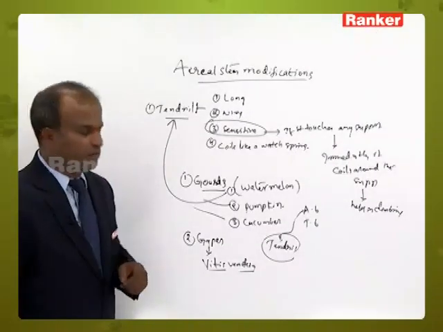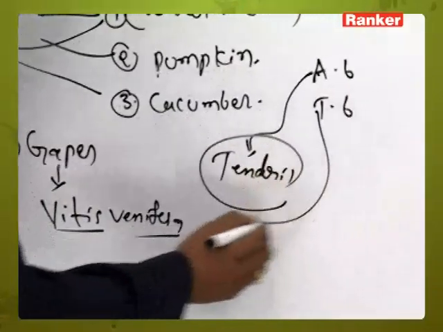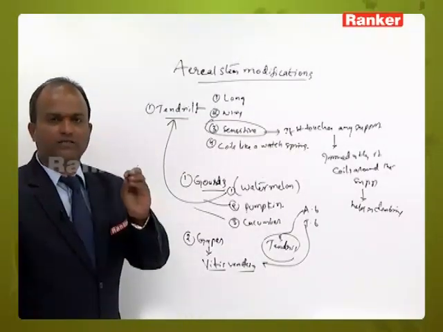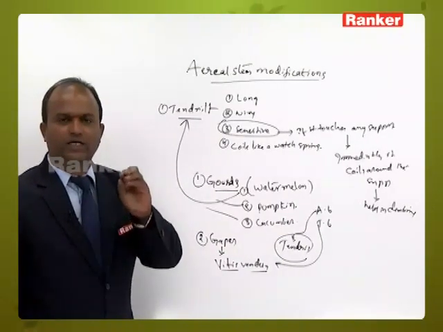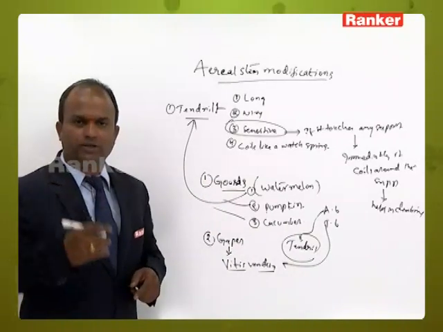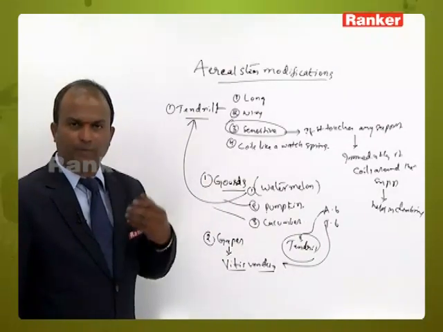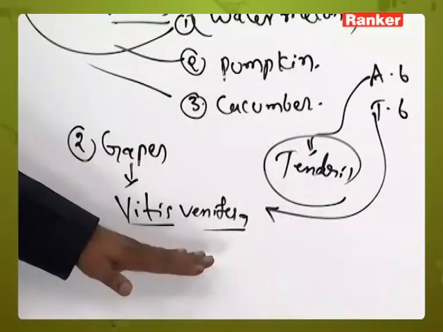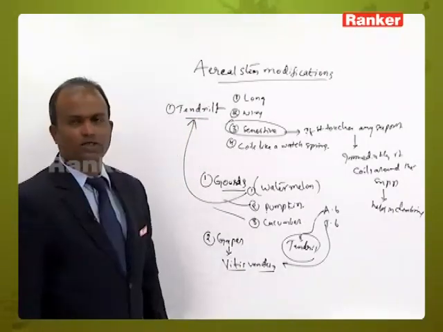the terminal bud is modified into a tendril, which helps in climbing in order to receive sufficient sunlight and prepare food materials by the process known as photosynthesis. This is about the tendril.